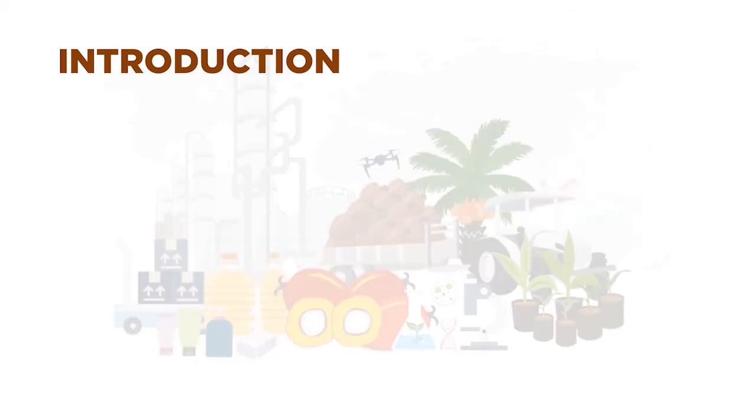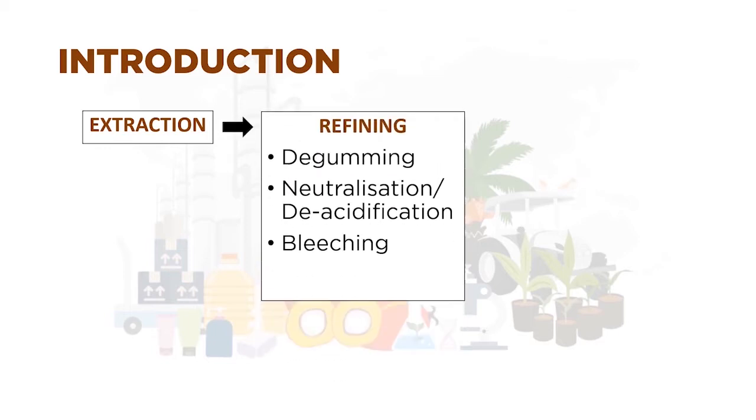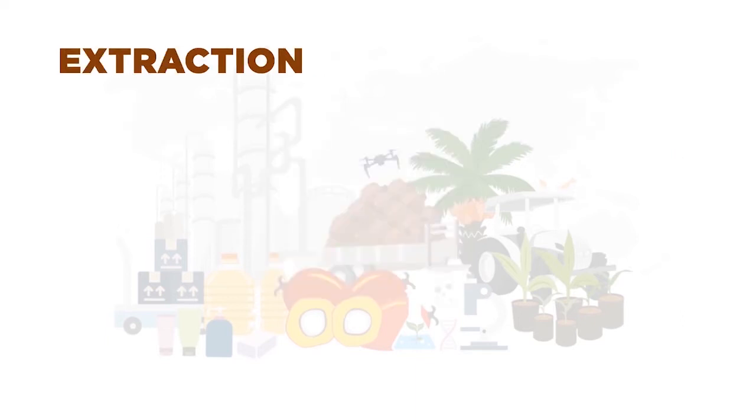In this video, I will explain the extraction stage of the processing of confectionery fats, followed by the refining process, which consists of 3 steps: the gumming process, followed by the second step, neutralization or deacidification, and the last one is bleaching. The other parts of this video will be explained by my friend Mohamad Iqmal on the deodorization stage of the confectionery fats processing.